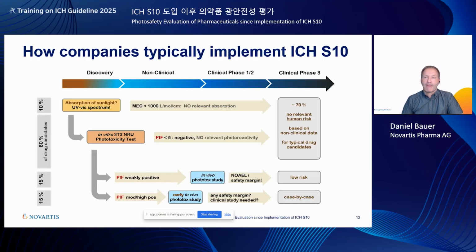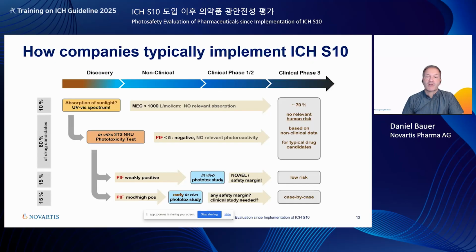But if the PIF value is above 5, so formally positive, they would continue in case a molecule continues into the GLP phase and into first in human studies. They would consider testing it in vivo in an animal study. And the timing depends really on the company, whether they are confident on the negative outcome or they really want to know this early on.